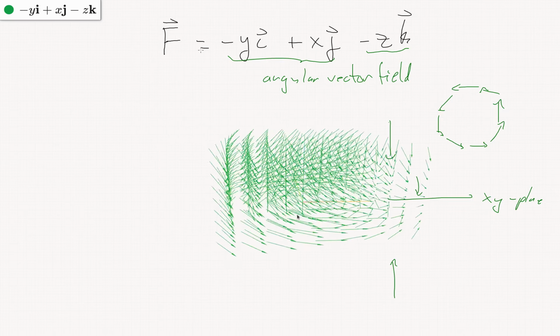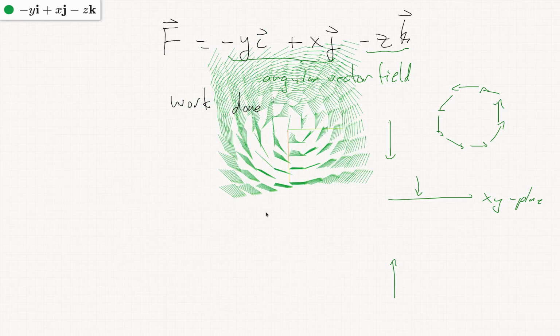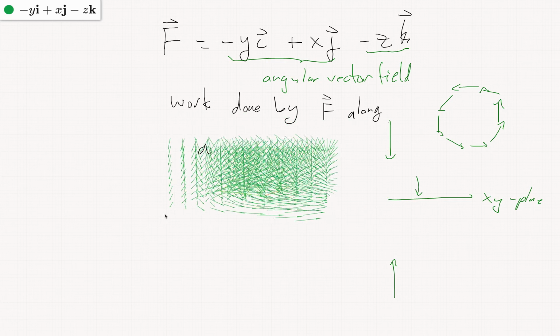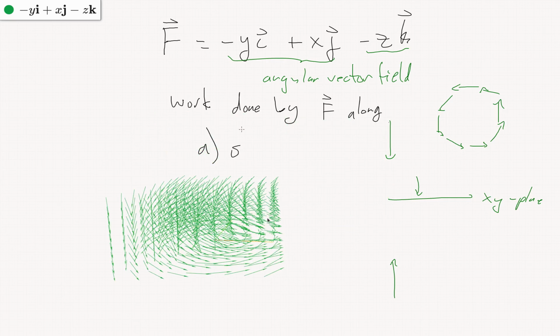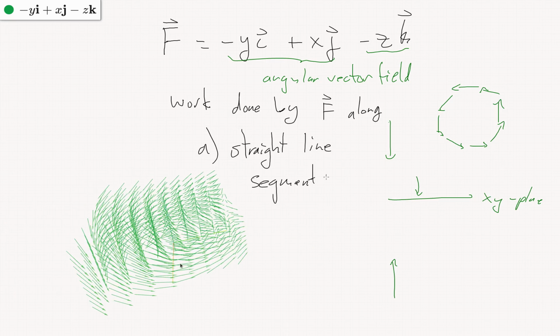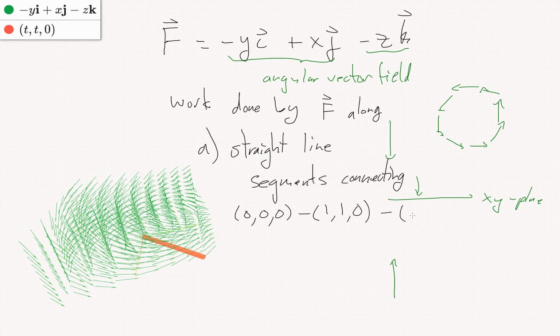Okay, so now the curves that we'll be interested in. We'll be looking at the work done by F along, first, the straight line segments going from the origin to (1, 1, 0), and then from there to the point (1, 1, 1). So let's do that one first.